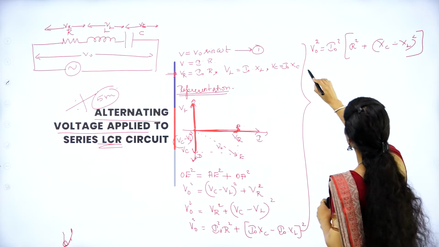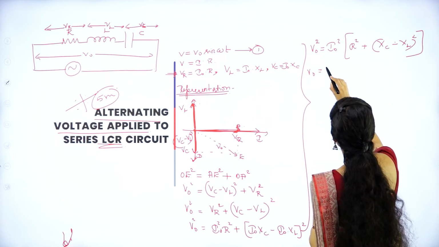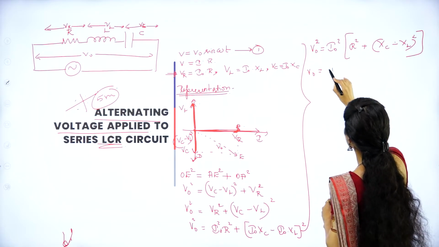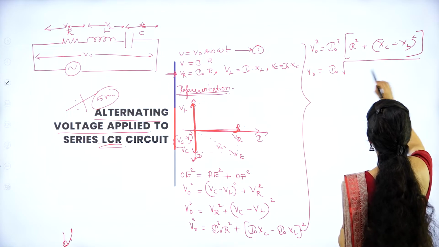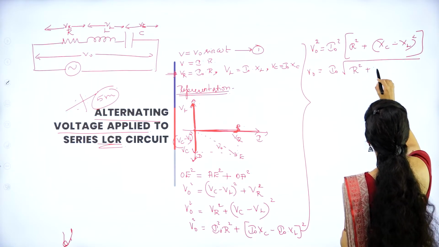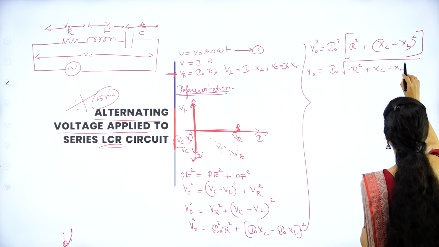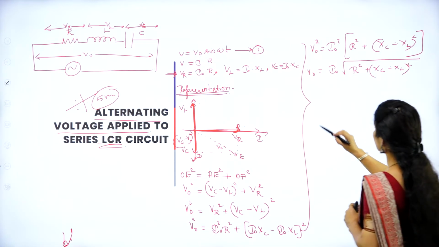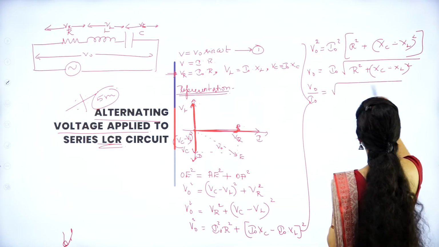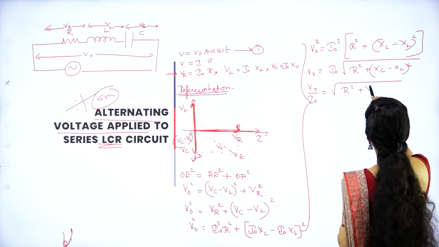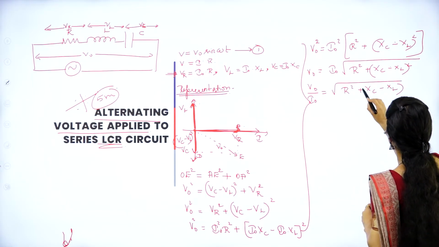Okay, so now V naught is equal to the root of I naught square, which is nothing but I naught. You're taking the square over here and applying root to R square plus XC minus XL, the whole square. So V naught divided by I naught is equal to the root of R square plus XC minus XL, the whole square.